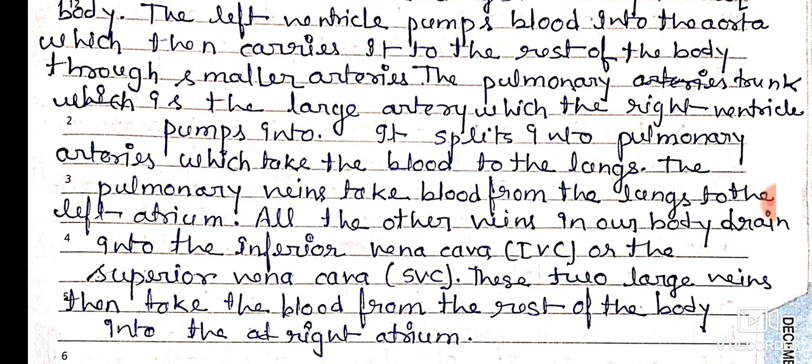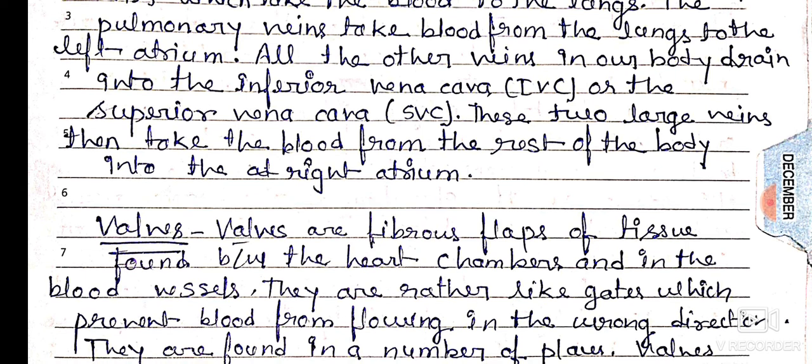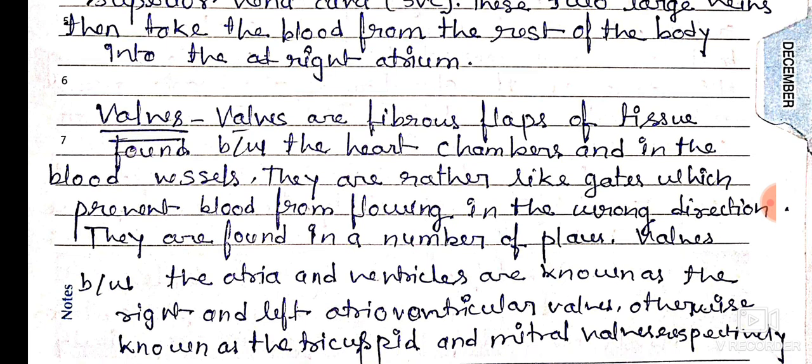It is split into pulmonary arteries which take the blood to the lungs. The pulmonary veins take blood from the lungs to the left atrium. तो यहाँ पे एक्सेप्शन होता है, जो पल्मोनरी आर्टरीज होती हैं, जो पल्मोनरी वेन्स होता है, इनका फंक्शन जो है ना एक्सचेंज हो जाता है. All the other veins in our body drain into the inferior vena cava or the superior vena cava. These two large veins then take the blood from the rest of the body into the right atrium.